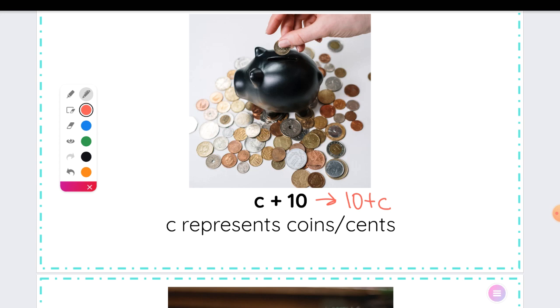General rule. Okay? Who thinks they can give me a phrase, and C is representing coins? That could be C plus 10. Jack? The number of coins.